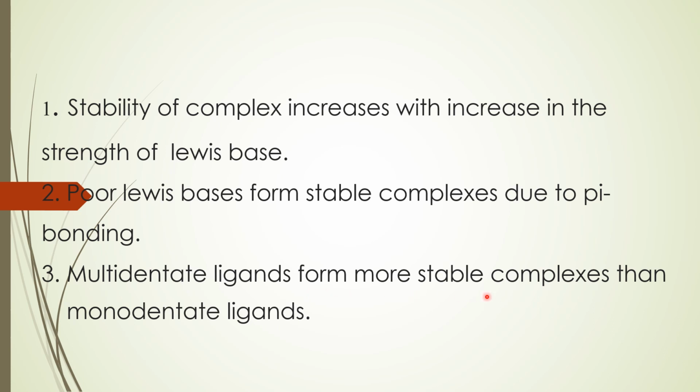Multidentate ligands form more stable complexes than monodentate. Multidentate ligands are the ligands which have more than one donor atom. Monodentate means only one donor atom. Multidentate ligands will form more bonds with the metal, whereas monodentate forms only one bond. More bonds, more stability for that particular complex.